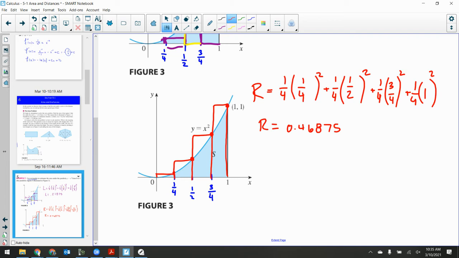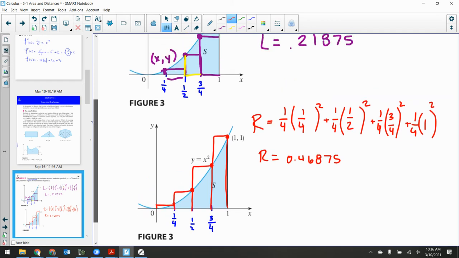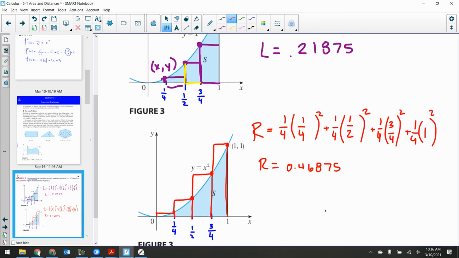So I know the area, because that's an overestimate, I know the area is somewhere in between these two values. The true area of this thing is somewhere in between. I shouldn't say we're equal to. It's definitely not equal to. It is somewhere in between 0.21875 and 0.46875. Somewhere in the middle there.